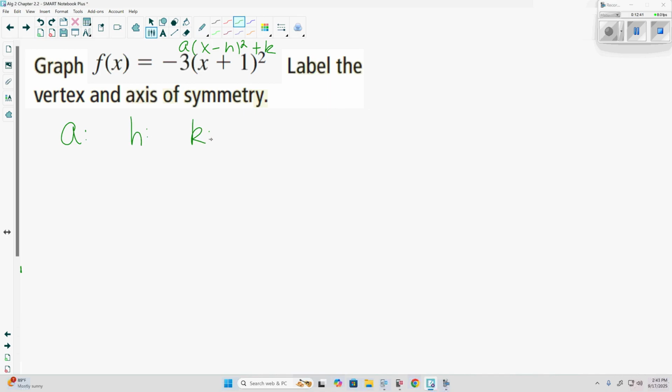So A in this case is -3. H is -1, and K is 0. Since we do not have a value added on to the equation or being subtracted from those parentheses, that value would indeed be 0. Vertex is the point H, comma, K. So this here would be -1, 0. -1 for X, 0 for Y.